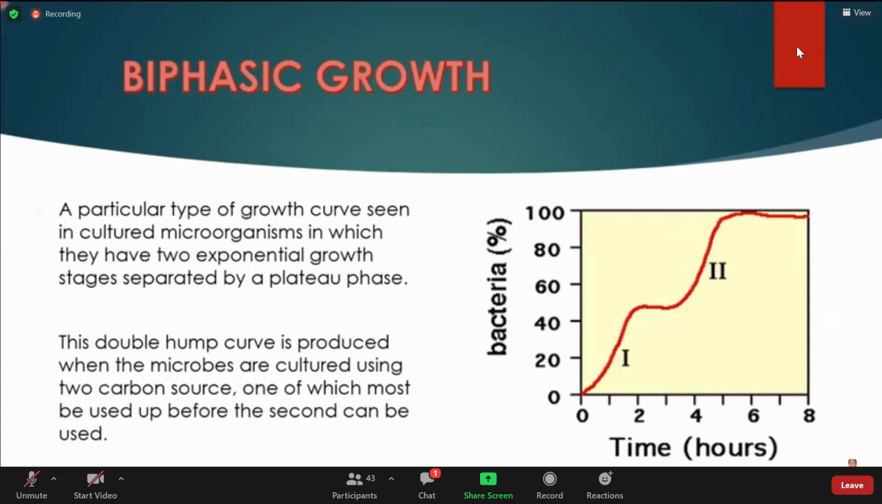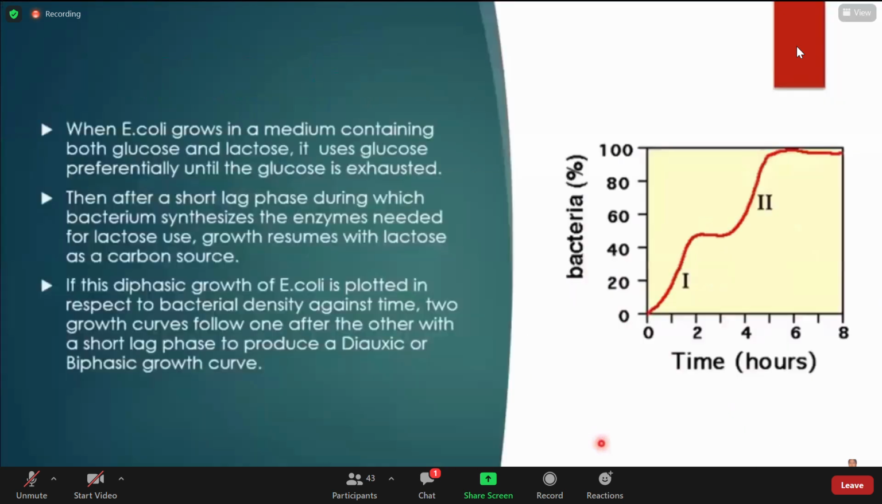So you have two types of things to eat. Whatever you like first, you eat that, and the other one you take when you are feeling hungry. In the same manner, the bacteria also do the same thing.